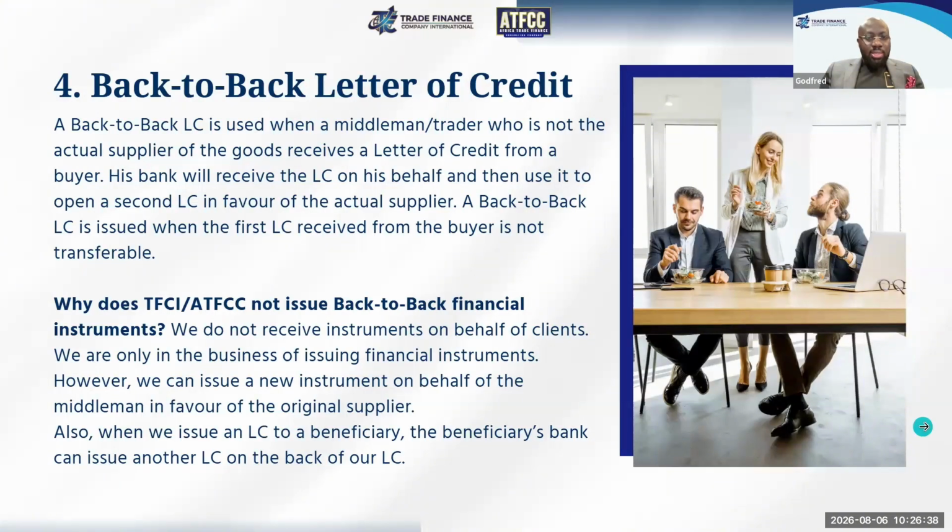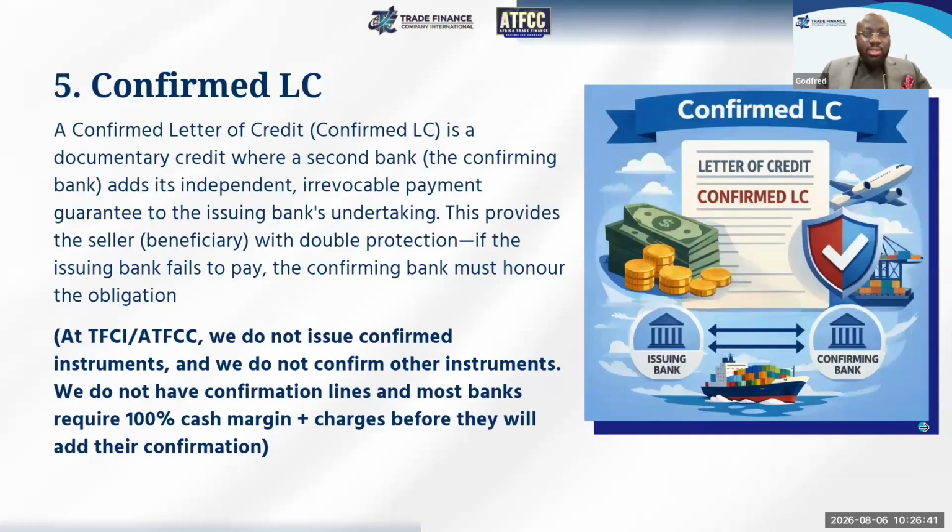Okay, so next one, moving on. And there's also confirmed. Confirmation basically means that after an instrument is issued, a second bank gives their guarantee that they will make payments when the documents are presented. So that is what confirmation means. It means that a second bank adds their independent, irrevocable payment guarantee to the issuing bank's undertaking, and this provides the seller or the beneficiary with double protection. It gives them more protection and more comfort.